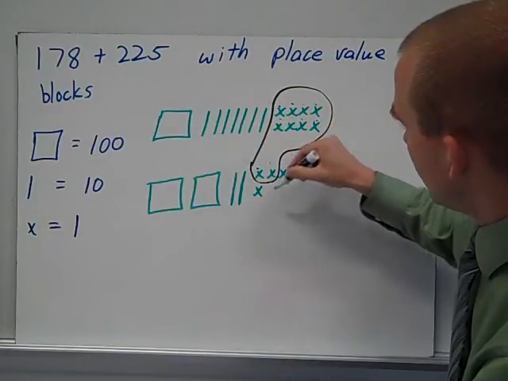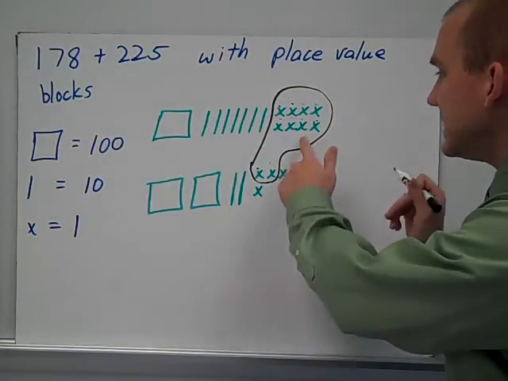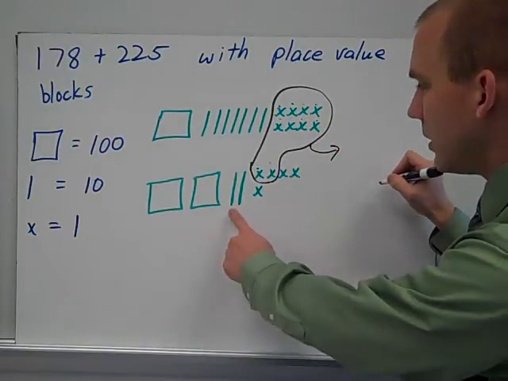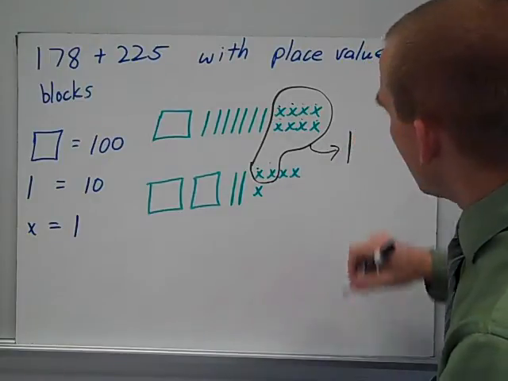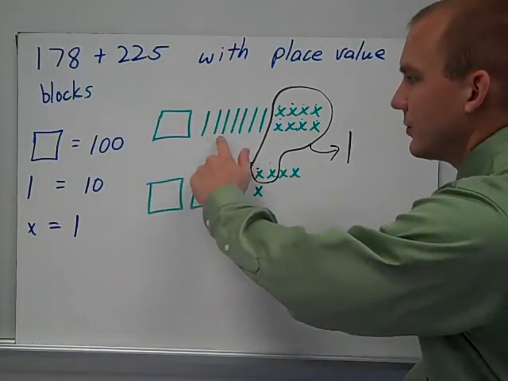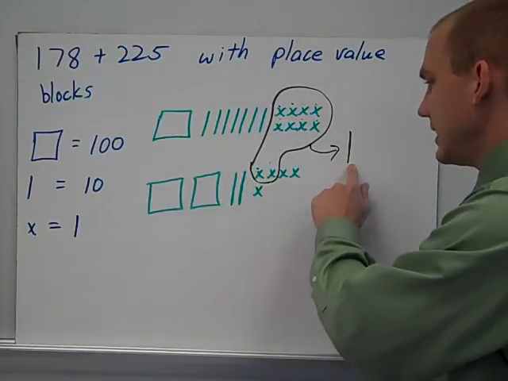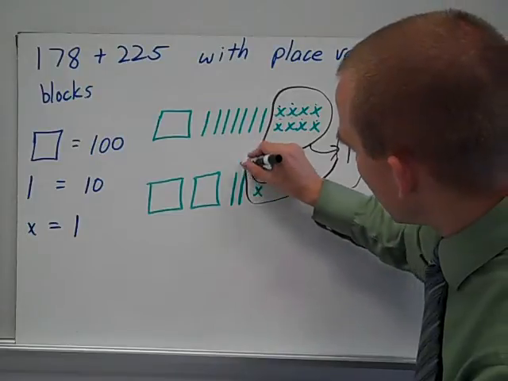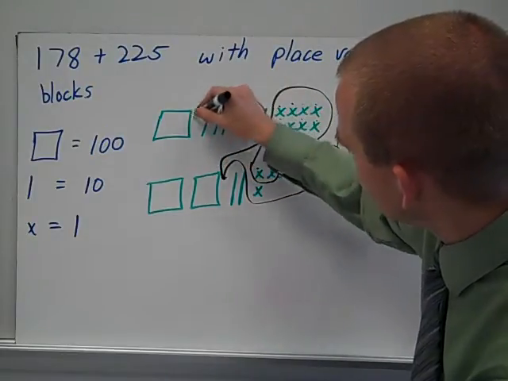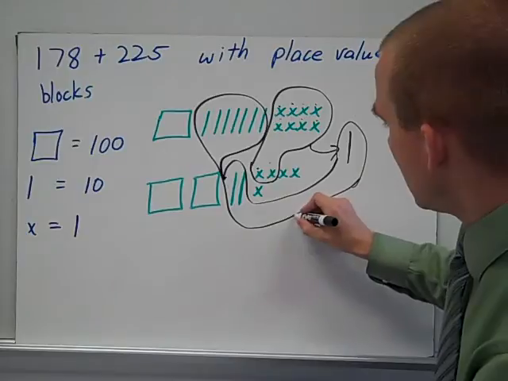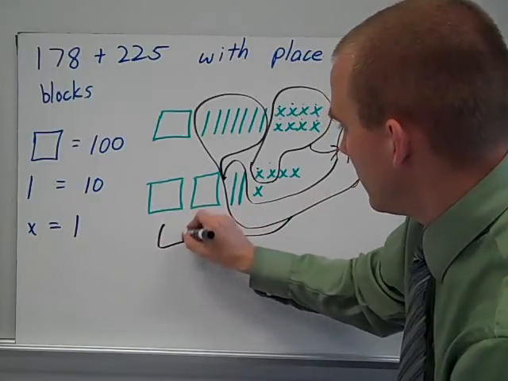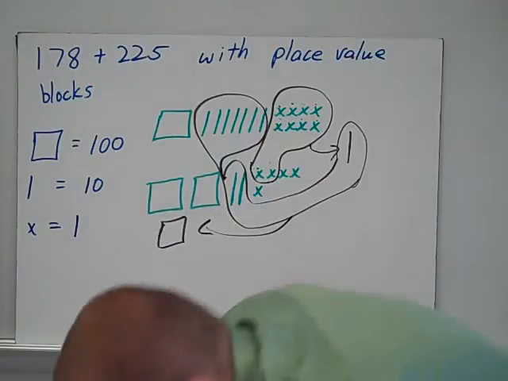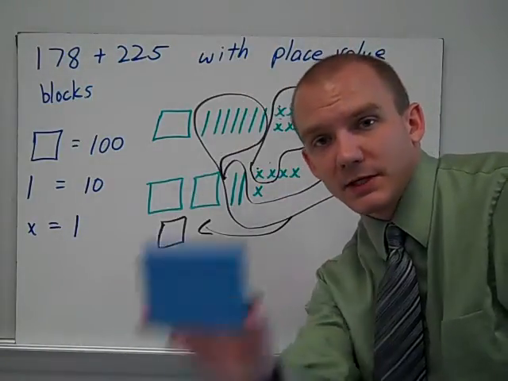And then I have 1, 2, 3 left. But these 10, I can trade them in for a long. And now let's count up my longs. 1, 2, 3, 4, 5, 6, 7, 8, 9, 10. So now I can kind of circle all of these longs. Oops, let's get these ones up here. Because I have exactly 10, and trade them in for a square. A 100. Remember, 10 of these longs is equal to 1 of these.